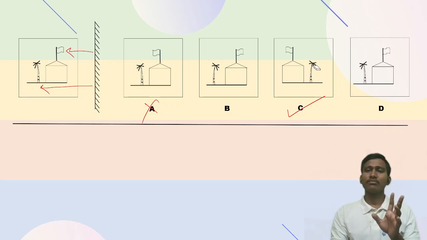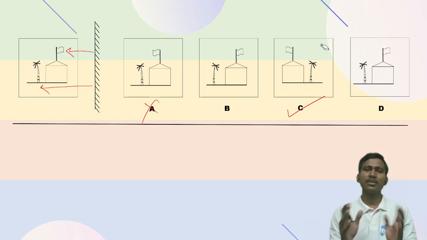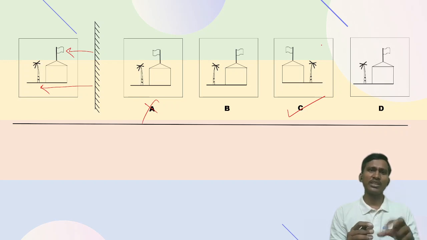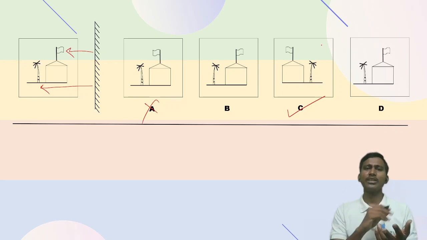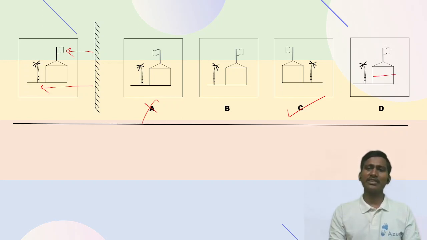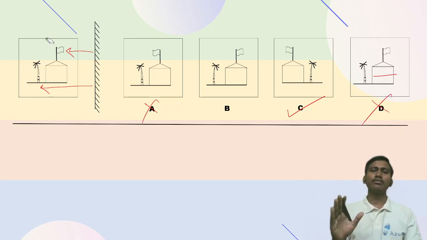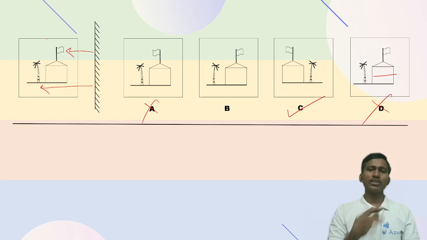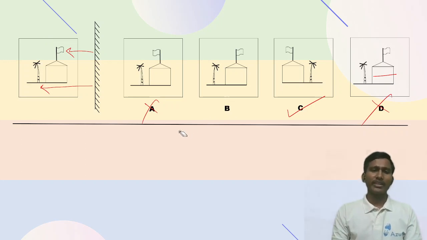There should not be any change. If there are two lines in the tree, there should be only two lines, and everywhere it is the same. The element should not change. If something is deleted, then that will not be the answer. If something new is added, like one extra line in D, that will not be possible. Understood? So this is how you have to find the answer.